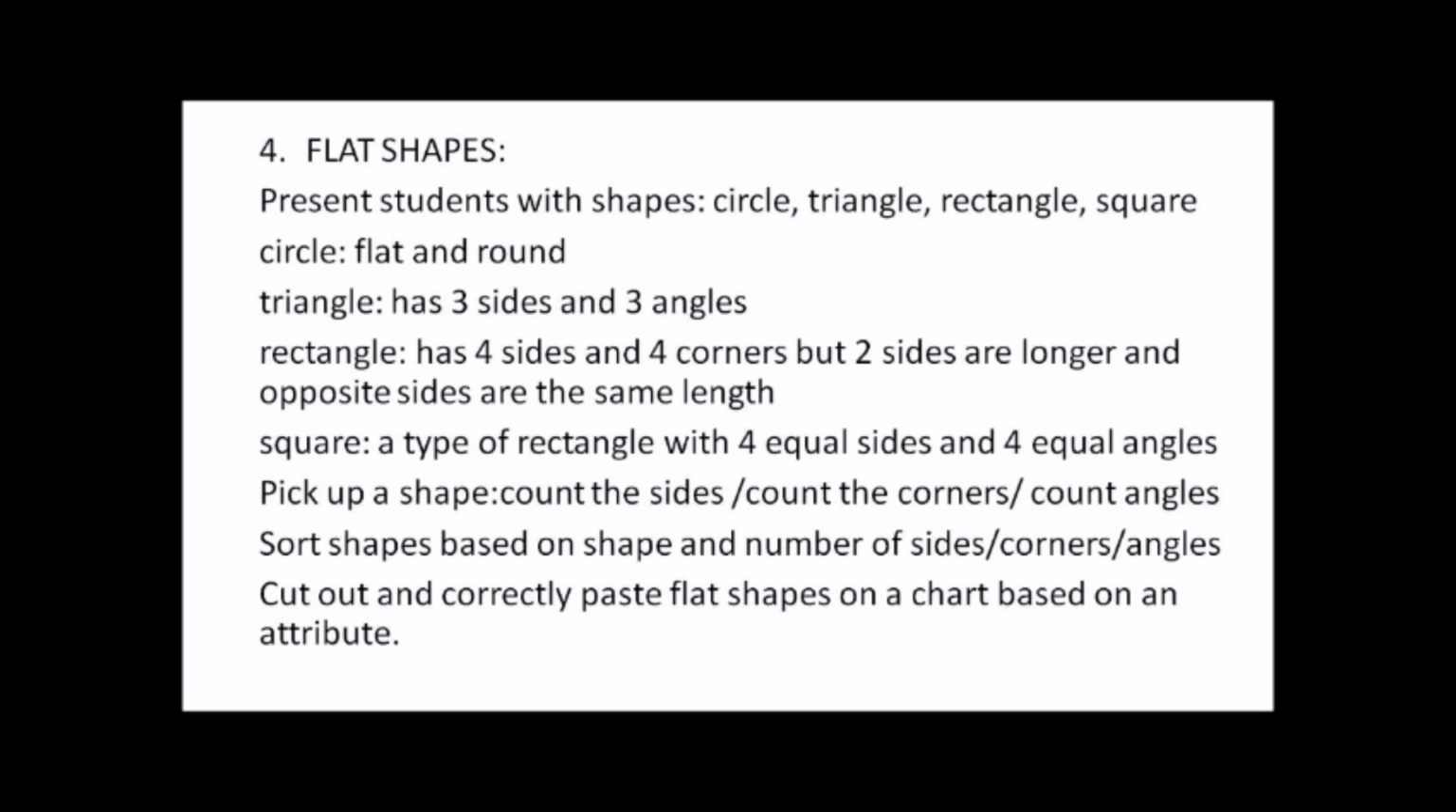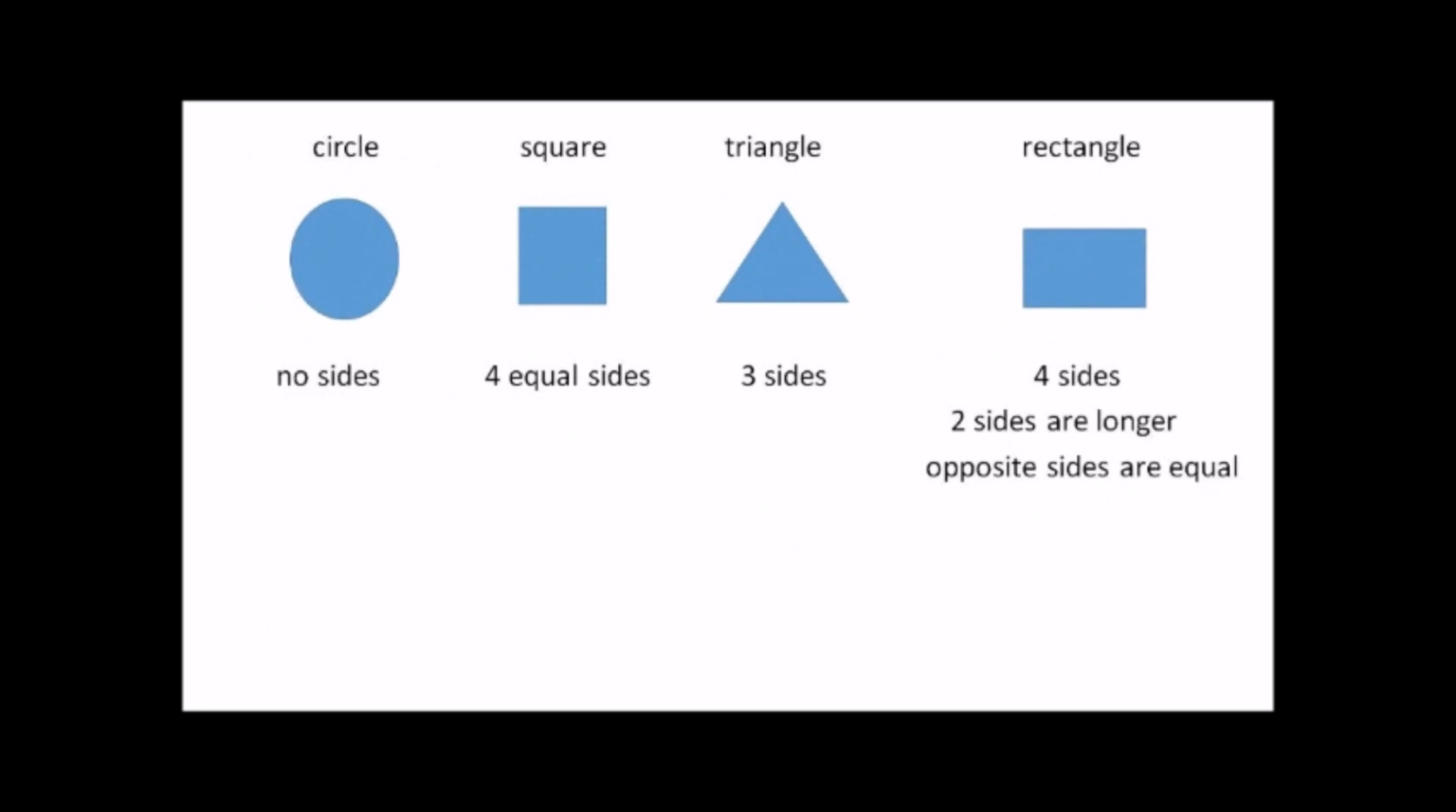Square, a type of rectangle with 4 equal sides and 4 equal angles. Pick up a shape, count the sides, count the corners, count the angles. Sort shapes based on shape and number of sides, corners, angles, cut out, and let them do a pasting exercise.